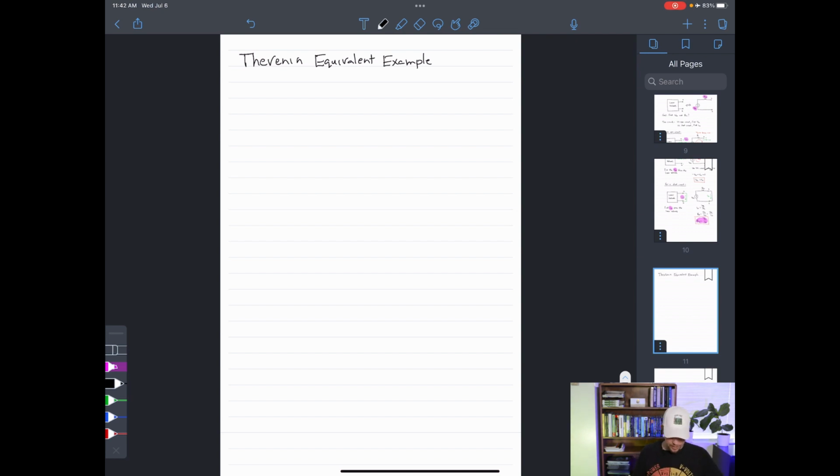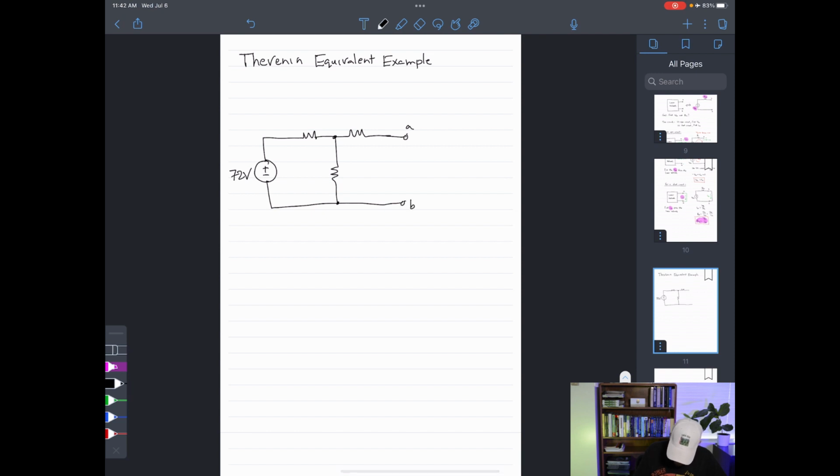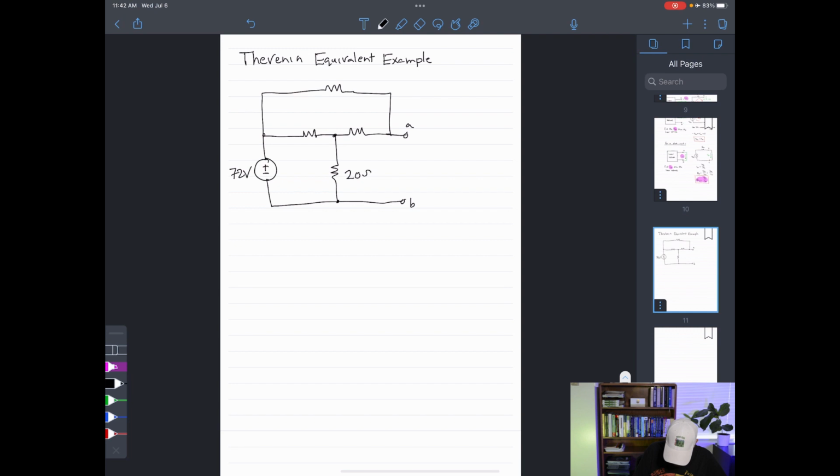Right. So the example that I have in mind is the following. We have a circuit here that contains an independent voltage source providing us with 72 volts. It's hooked up to a network of resistors that look like this. There's a terminal A up here, a terminal B down there, and there's one last resistor on the very top portion of the circuit that looks like that. These are such that this is a 20 ohm resistor, an 8 ohm resistor, a 5 ohm resistor, and then lastly, a 12 ohm resistor.